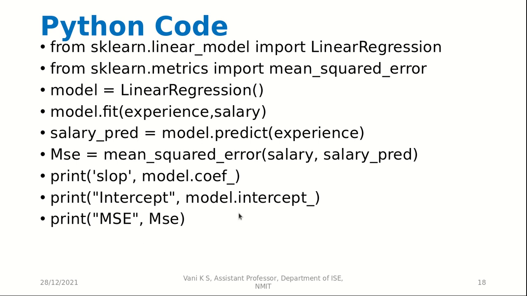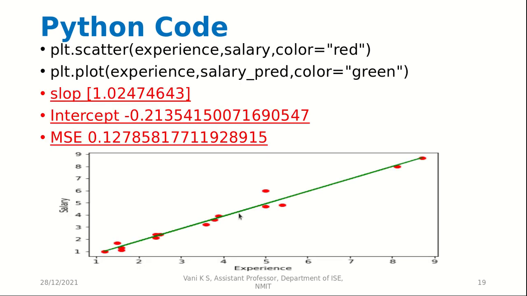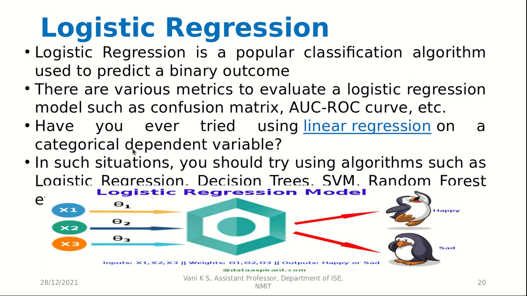So basically our plot will be somewhat like this. We can see here that somehow it is the best fitting line, and we will not get much mean squared error. So the mean squared error is basically 0.13, you can say, after rounding off. So it's not much. Then we come to logistic regression.